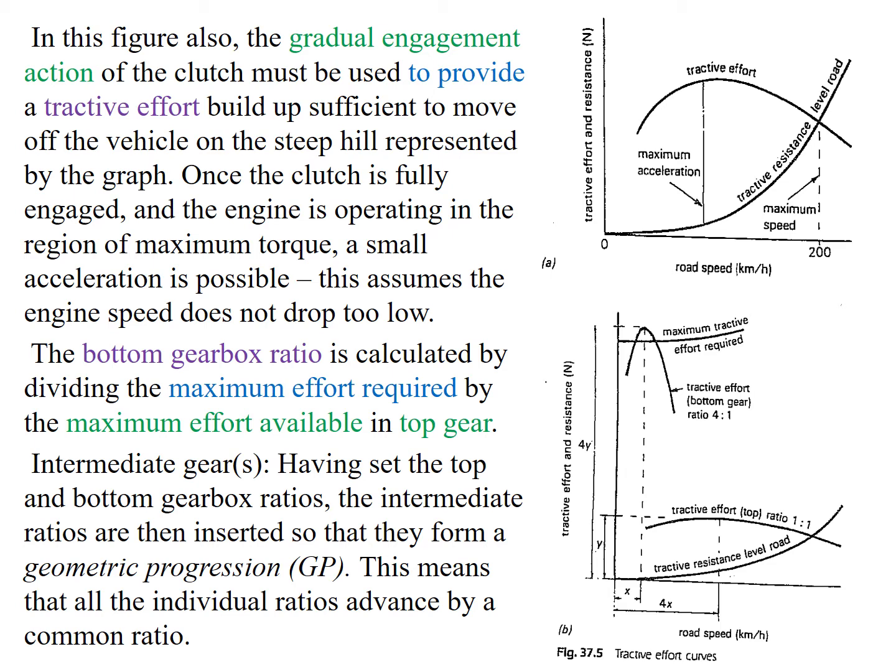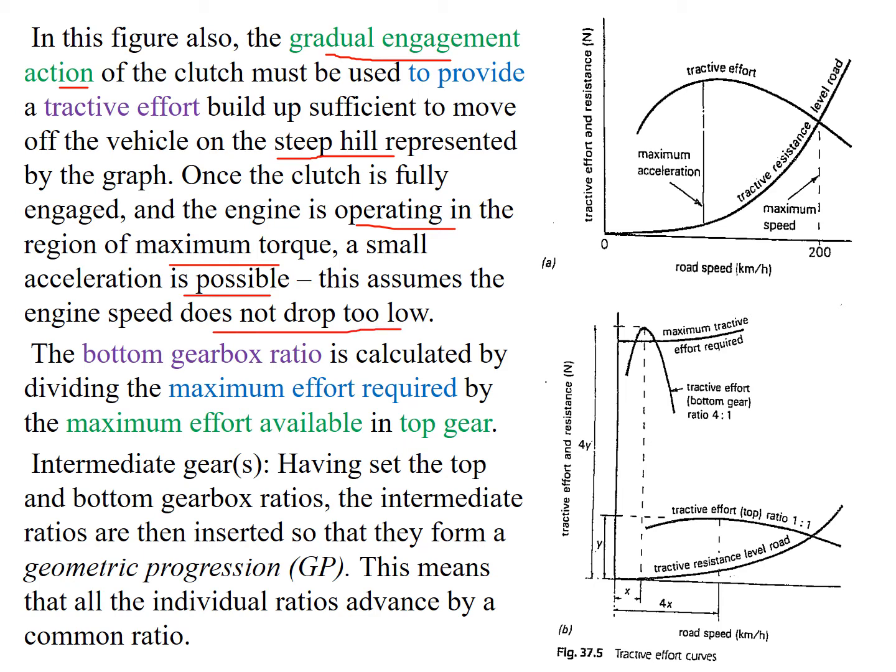And in this figure also, through gradual engagement action, the clutch must be used to provide tractive effort build-up sufficient to move off the vehicle on the steep hill, represented by the graph. Once the clutch is fully engaged, the engine is operating in the region of maximum torque. So during the maximum torque, a small acceleration is possible, because when you climb a hill, the acceleration is not important. The most important thing is to move the car, and this assumes that the engine speed does not drop too low.